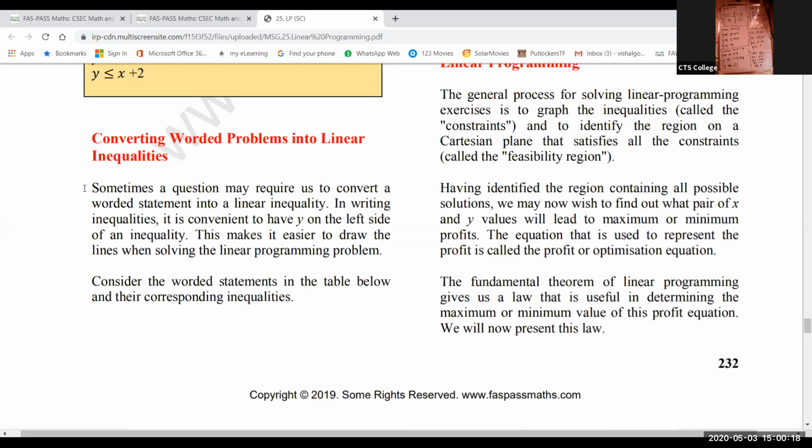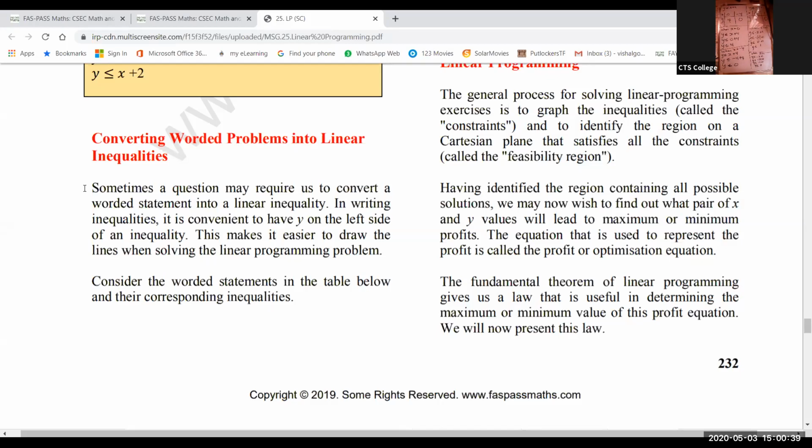But with respect to the worded problems, linear inequalities, which is the last thing for us to finish this class, you would have touched on it a little bit when we did inequalities, when I taught you all inequalities, when we did algebra. We did converting worded problems into inequalities.